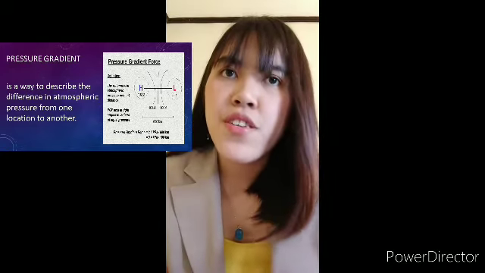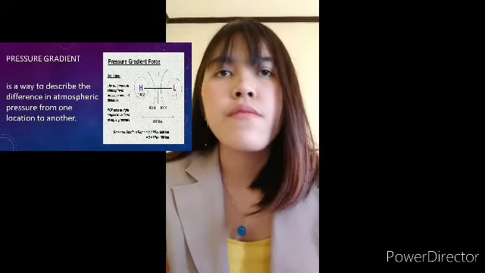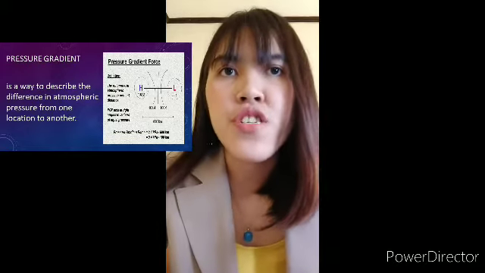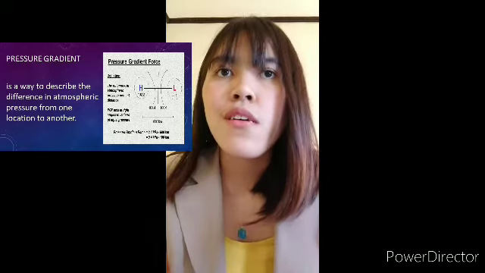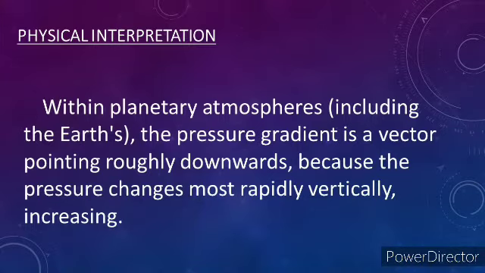The physical interpretation of the pressure gradient within planetary atmospheres, including the Earth's, is a vector pointing roughly downwards, because the pressure changes most rapidly vertically, increasing. The value of the strength or norm of the pressure gradient in the troposphere is typically of the order of 9 Pascal per meter.